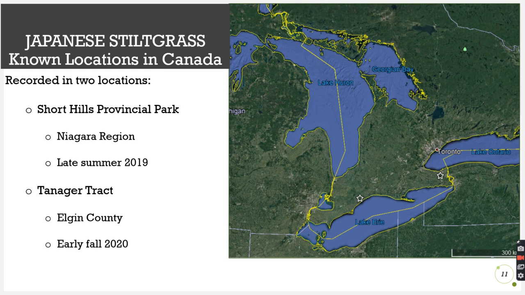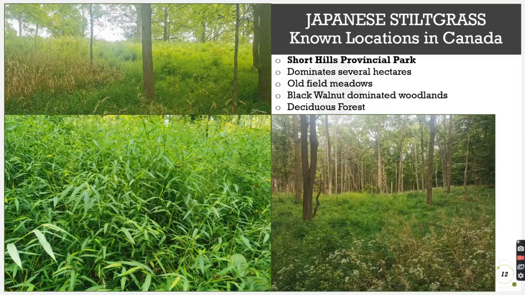I discovered a second population alongside a group of local botanists in early fall of 2020 at Tanager Tract near West Lorne, Elgin County. The population found at Short Hills Provincial Park was large and created dense mats which dominated several hectares of the park. It was found in a variety of habitats including old field meadows, black walnut dominated woodlands, and deciduous forests.